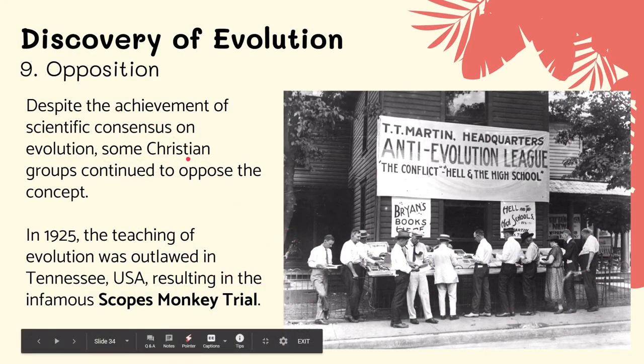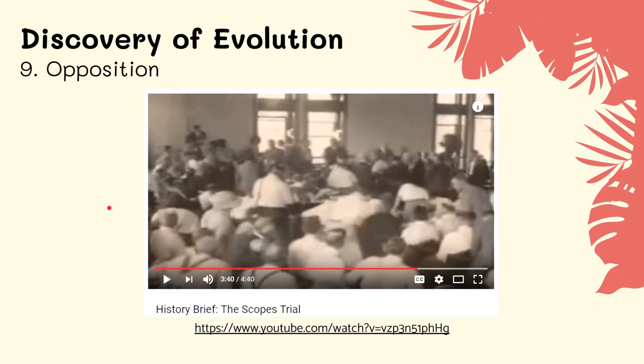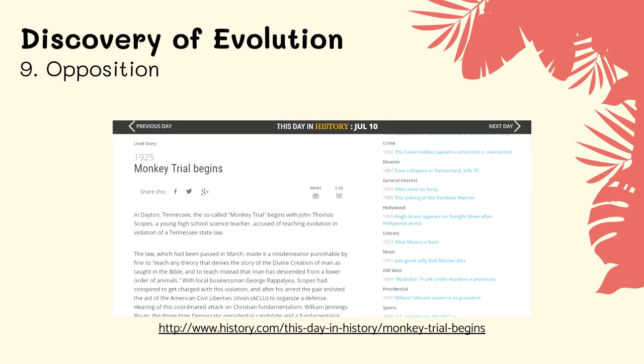Now, sadly, despite the achievements of the scientific community about evolution and all scientists agreeing with each other, some Christian groups are still opposed to the concept of evolution. In 1925, one of the most well-known trials that tried to outlaw the teaching of evolution was the Scopes monkey trial. There is a video about this, a history brief on the Scopes trial. I recommend that you watch it so that you'll be familiar with this event. I'll provide the link in the description below. This one is from History, the Scopes monkey trial. I also recommend that you read the article from this website. I'll provide the link in the description below.